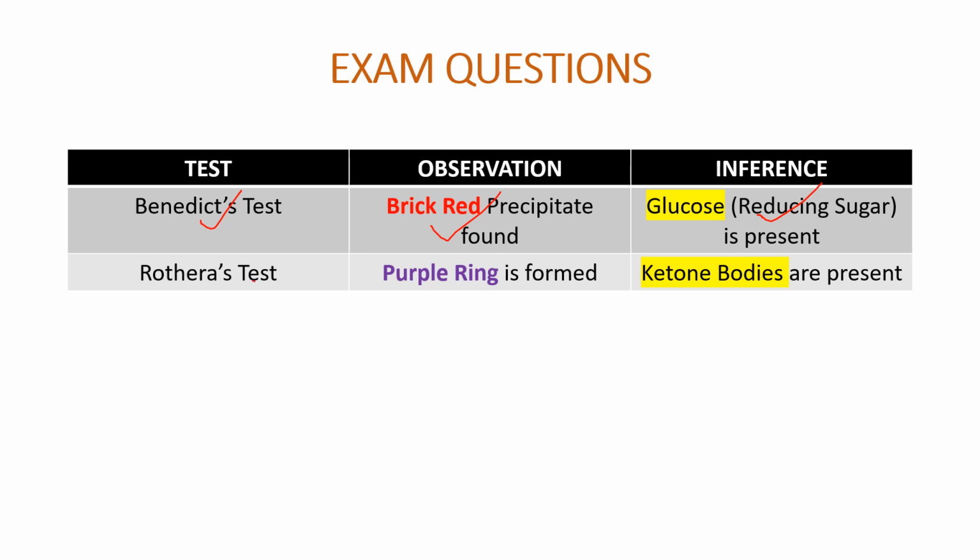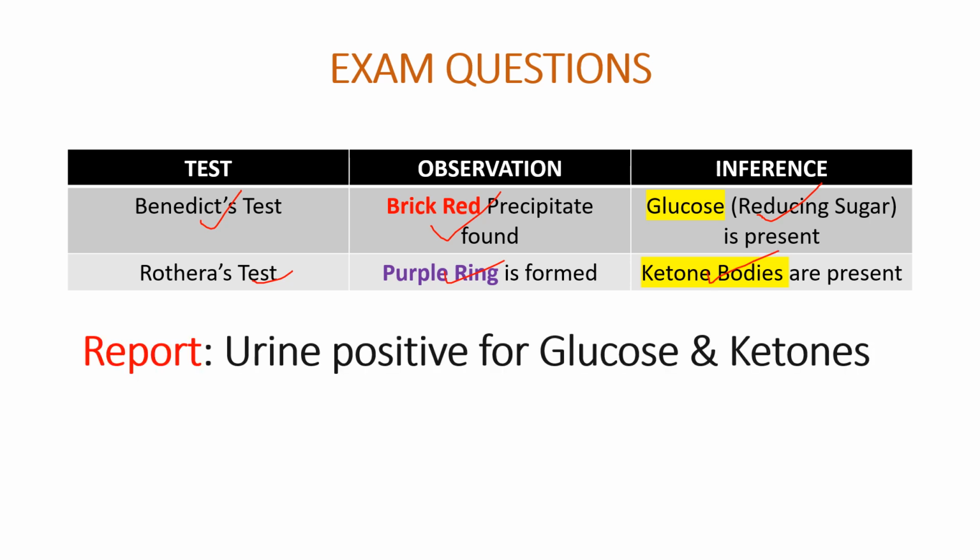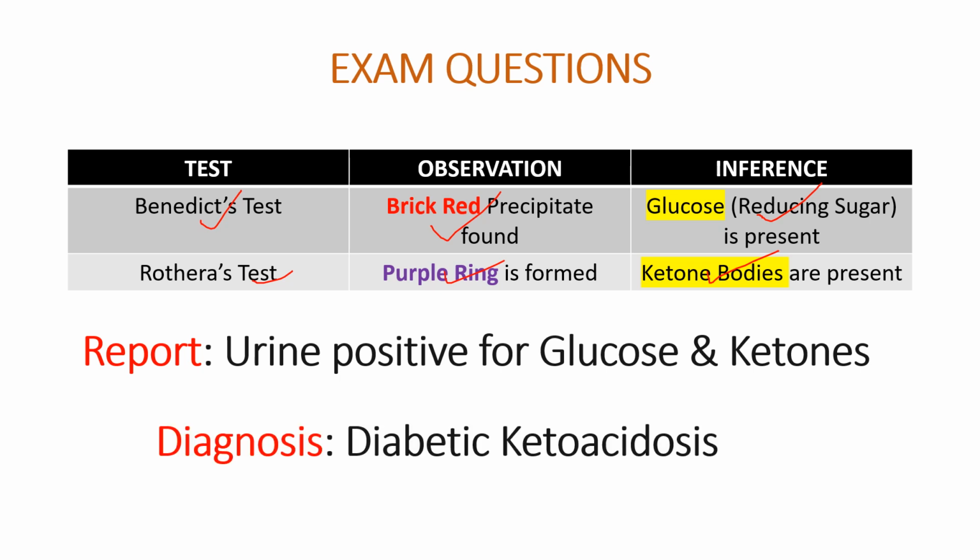And then you do Rothera's test, and in the Rothera's test, if ketone bodies are there, you'll get a purple ring, and that means ketone bodies are present, and that is your inference. So once you get this inference, you can write a report saying that the urine is positive for glucose and ketones. So based on the clinical question, the diagnosis now would be diabetic ketoacidosis.